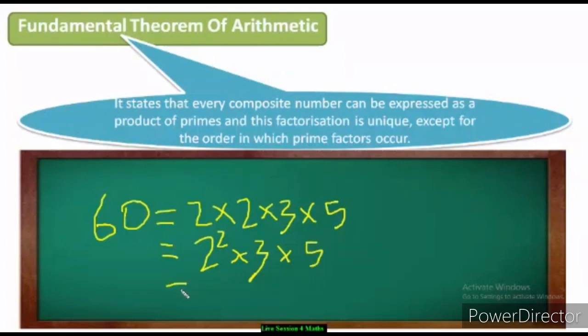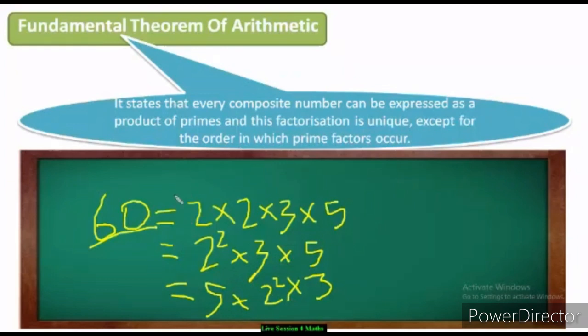We can also write 5 first, then 2 raised to the power 2, and then 3. Any way we can write, any way we can express this number 60. So this is the fundamental theorem of arithmetic.